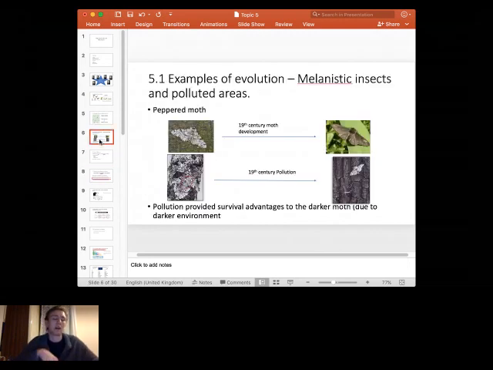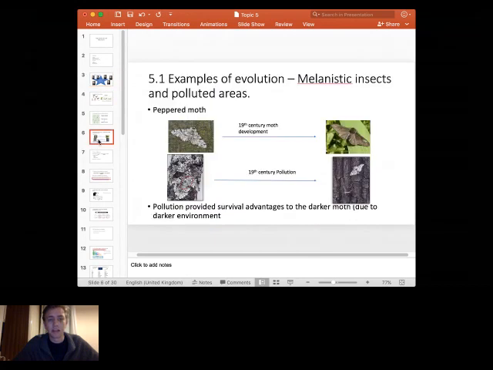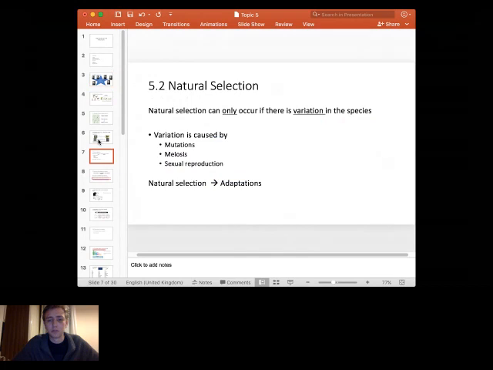It basically just talks about the nature of evolution and how it's when the heritable characteristics, like the color of an insect, change over time in one specific species. Okay, and it gives you all these different examples and the evidence of it. Not too confusing. 5.2 talks about the mechanisms that drive, or the single mechanism that drives evolution.